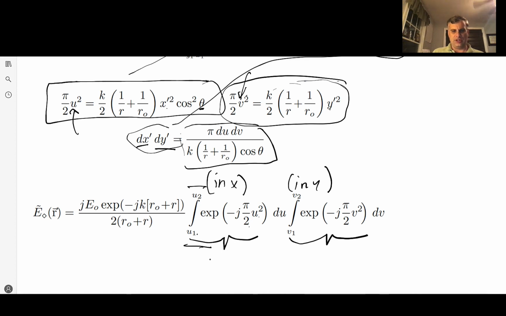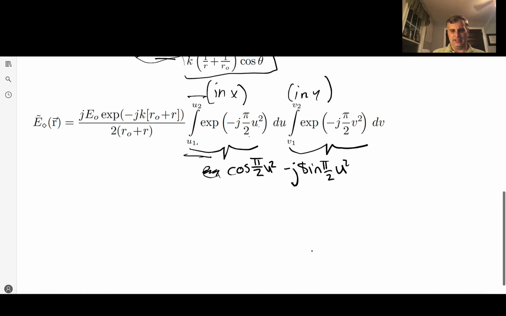And of course, we recognize that that complex exponential is really just cosine pi over 2 u squared minus j sine pi over 2 u squared, or v squared. And at this point, we have to invoke a special function. So it's fun. We get to learn a special function today if you haven't come across this one already.